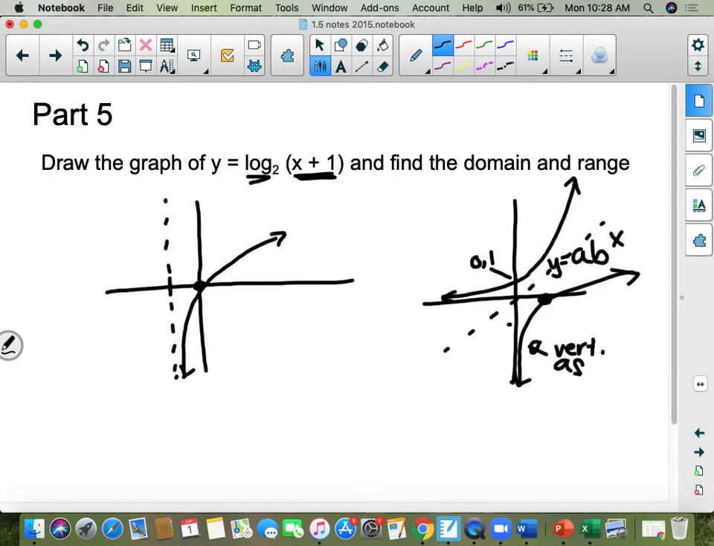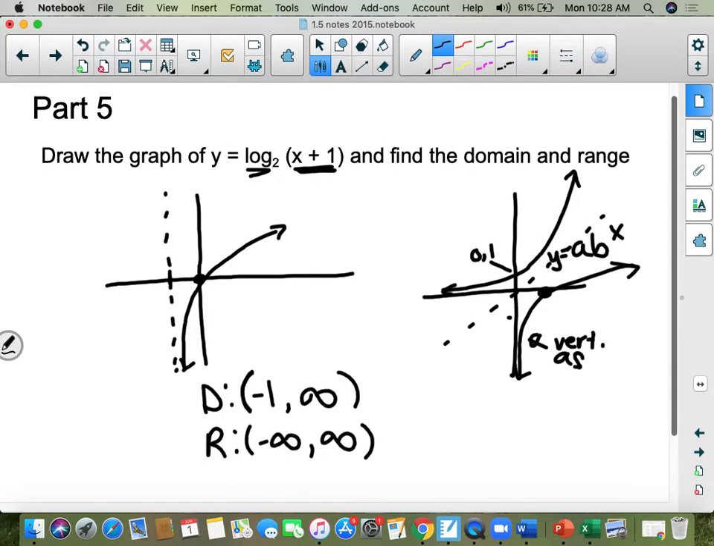Draw the graph of y equals log base 2 of x plus 1 and find the domain and the range. The domain is the x values. It's everything greater than negative 1, because there's a vertical asymptote, to infinity. And the range is negative infinity to positive infinity. So let's do another one.